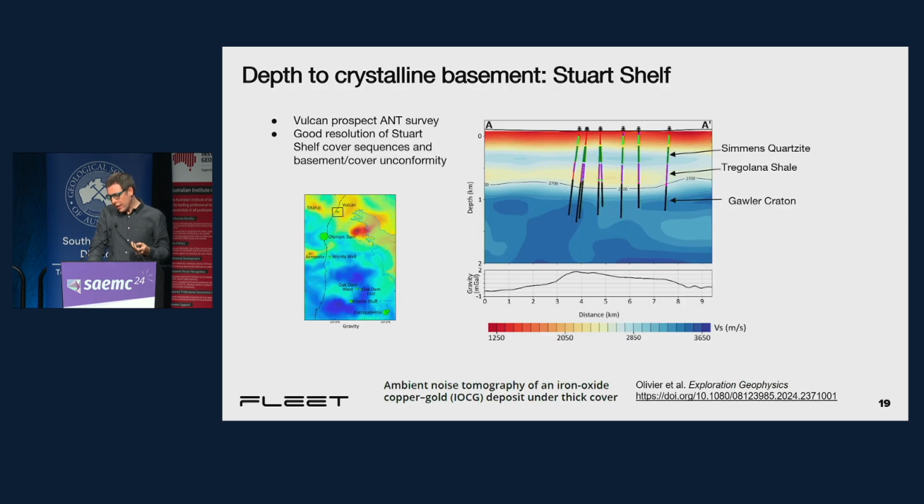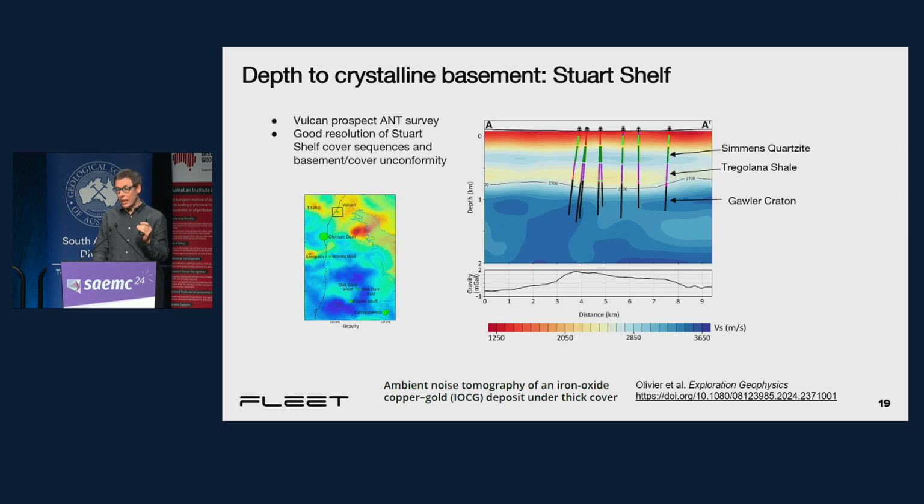So the other obvious use case for tomography is looking at depth to crystalline basement, example from the Stewart Shelf. In this case, the red is slow and the blue is fast. But basically the blue part of where the Gawler Craton basement is shows up very nicely. It's not a one-to-one relationship with the drilling, but it's pretty damn close. The 2700 velocity isosurface shows you where roughly you transition from sediments into the basement.